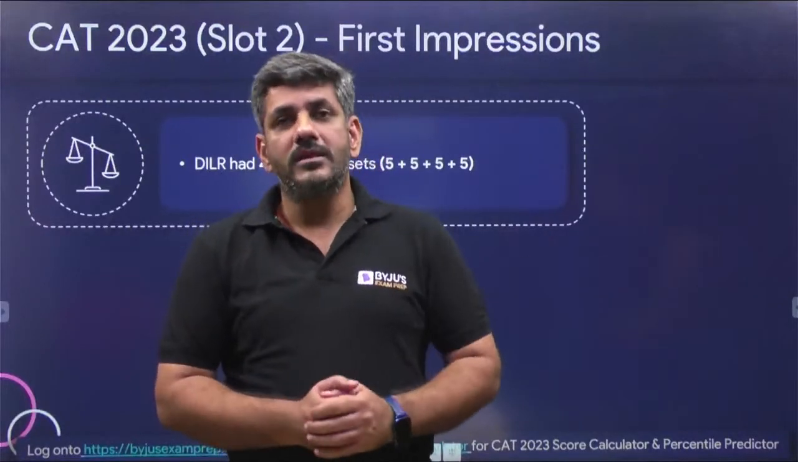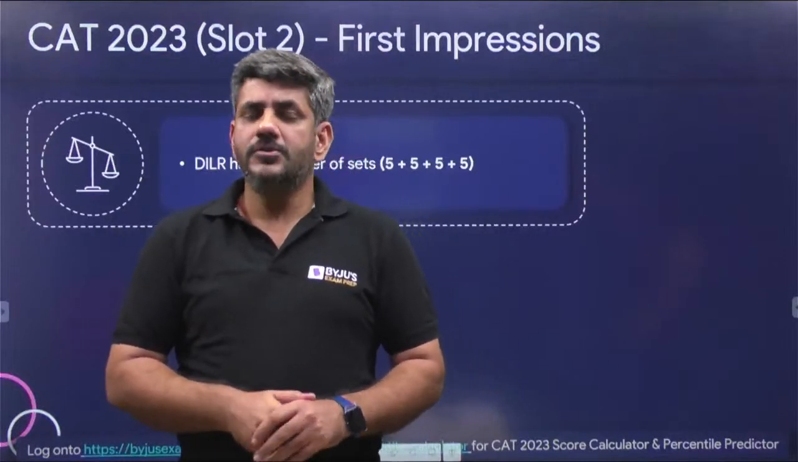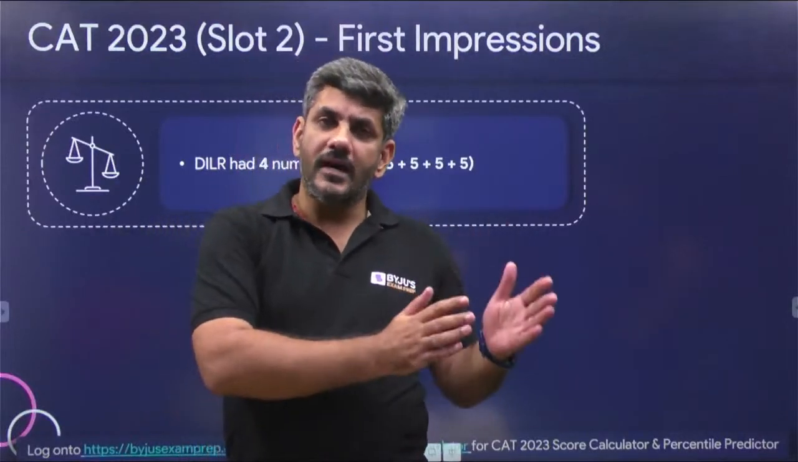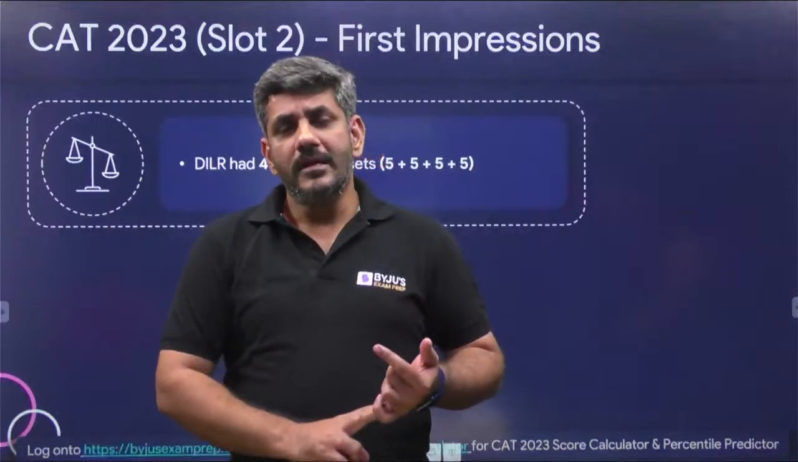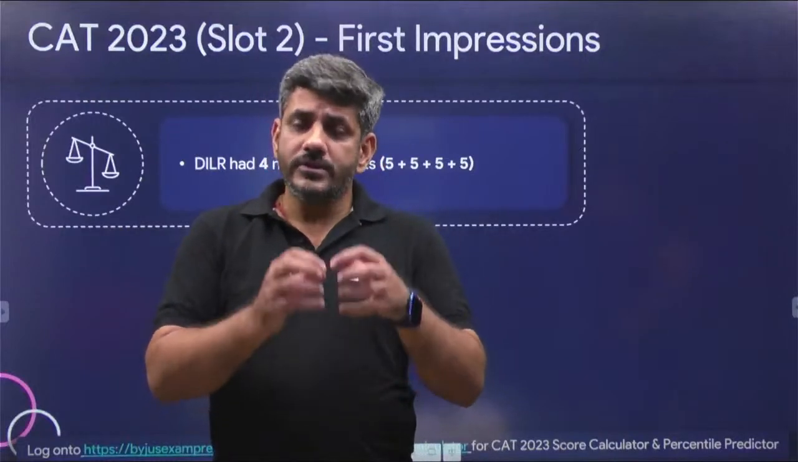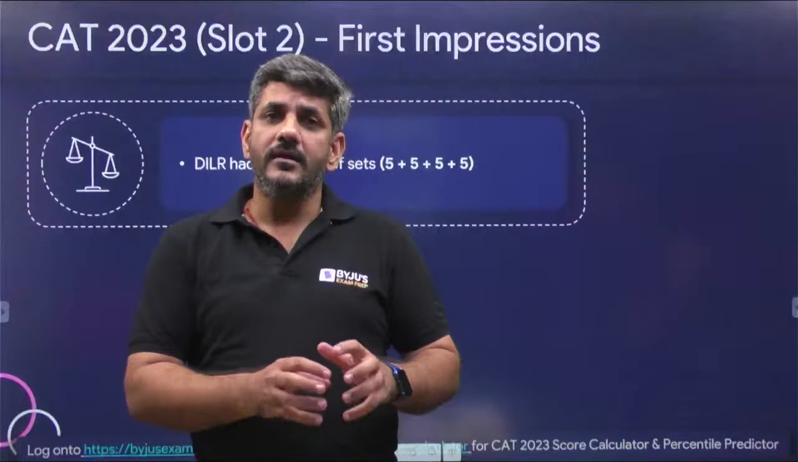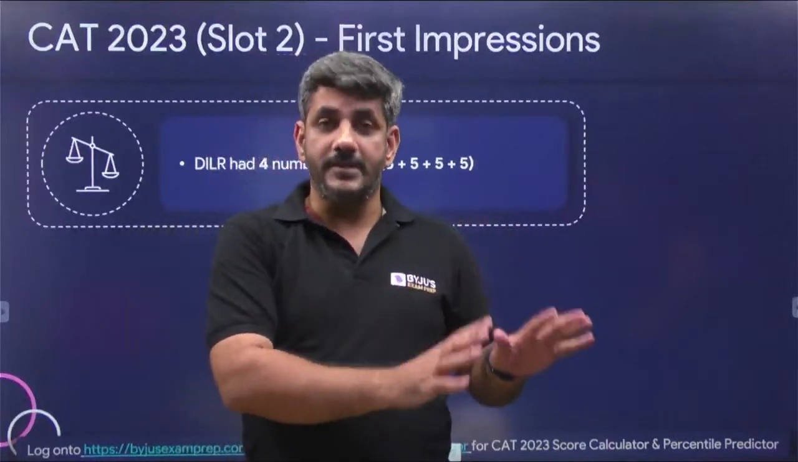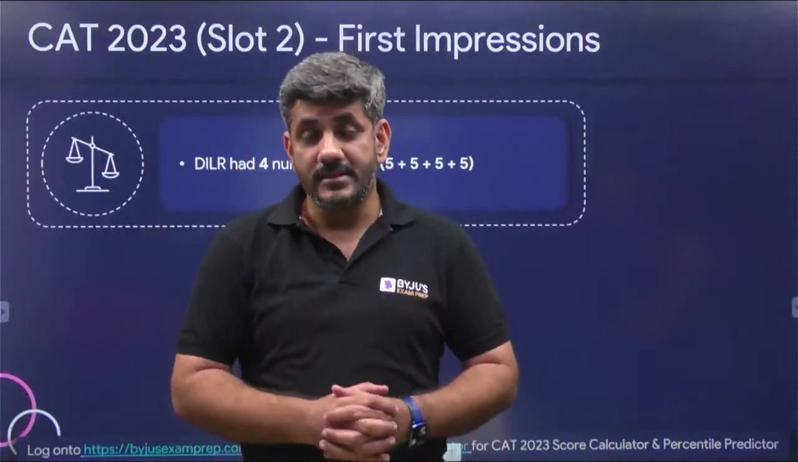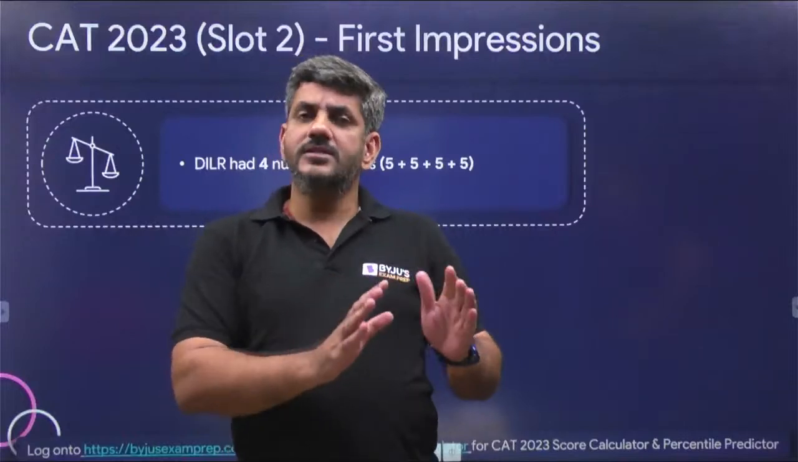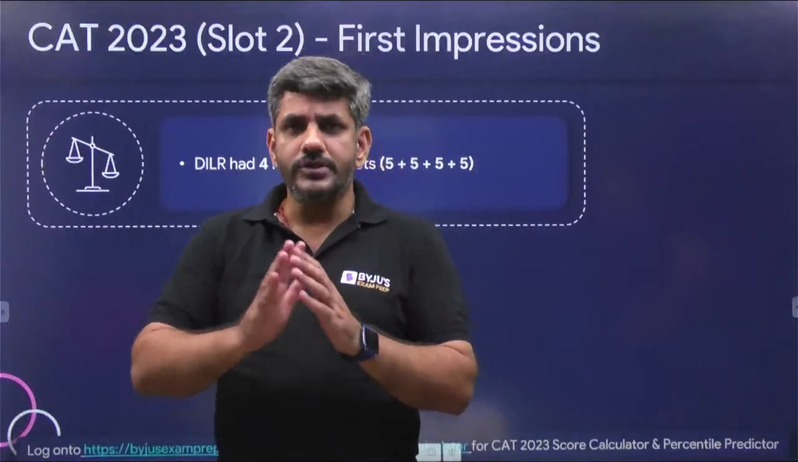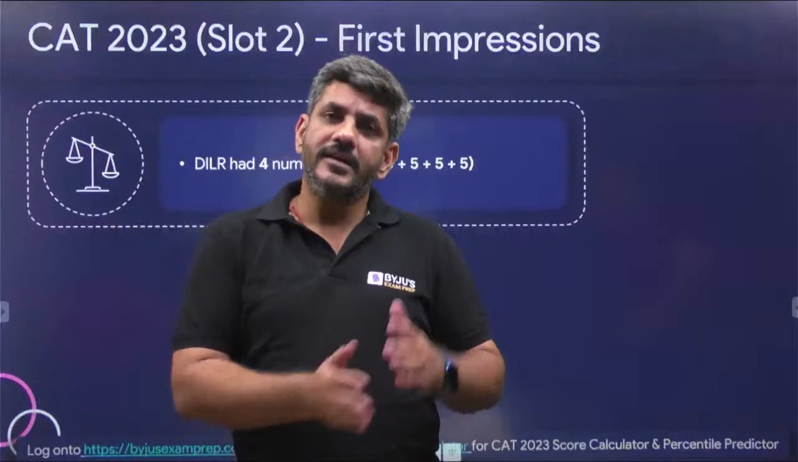When I talk about this year's LRDI, specifically what I found different from last year was that this time it was not easy to find out which set is to be done first, which is the easiest set, you can say. As we have discussed before, how do you check which questions are to be done in LRDI, and which are not to be done?